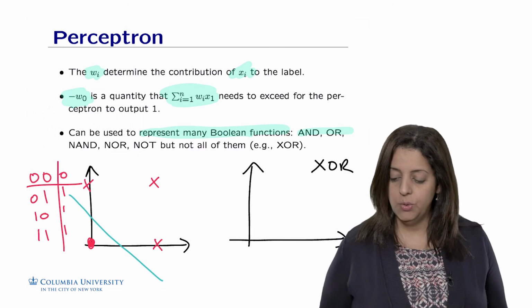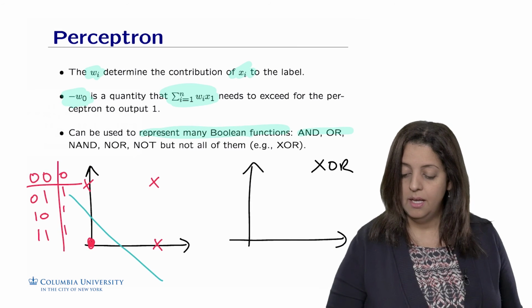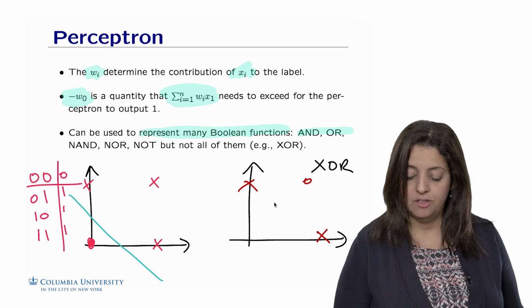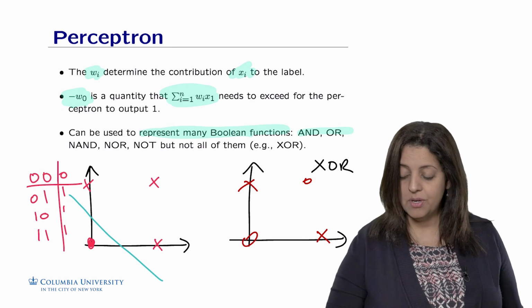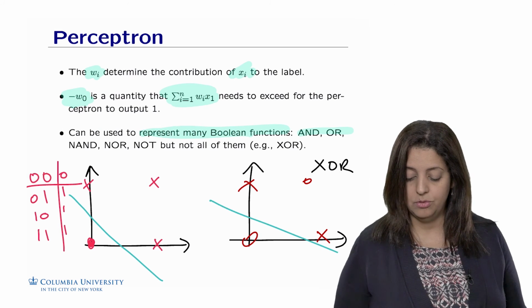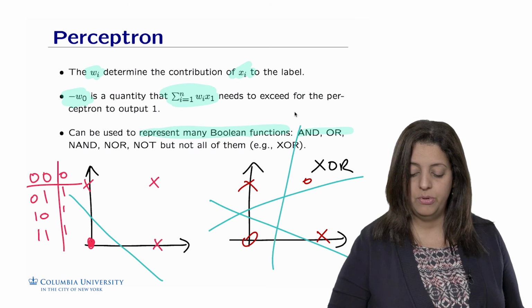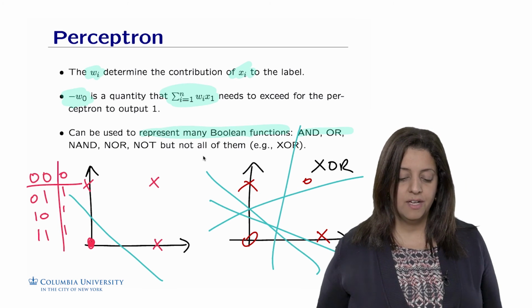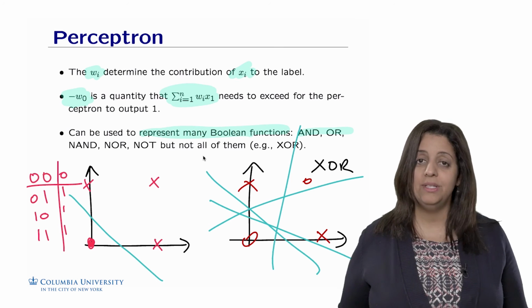However, for the XOR, we would have data points that lie so that we have the positive points on this side and the negative points on this side, and no matter how we try to draw a separating hyperplane, it's not possible to find anything that would separate our data perfectly. So the XOR is not a Boolean function for which we could build the perceptron.